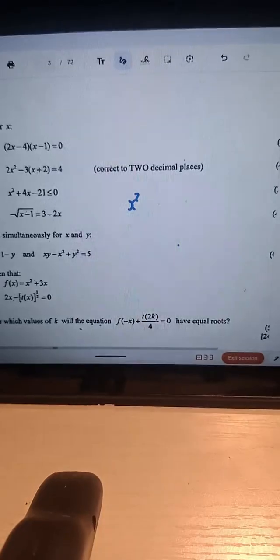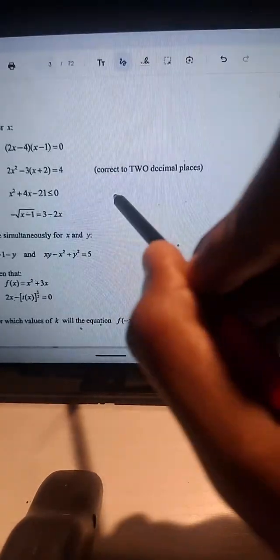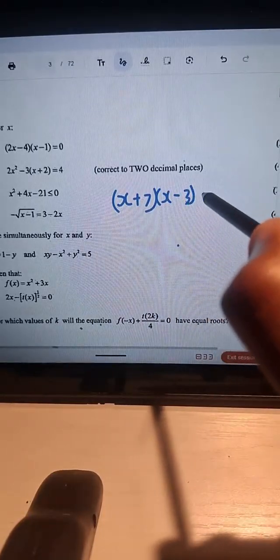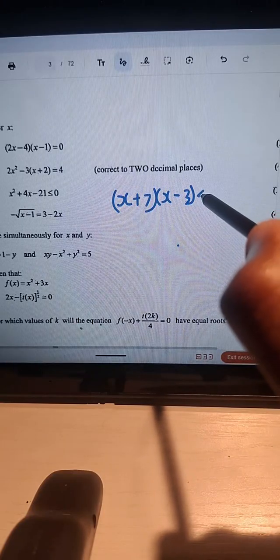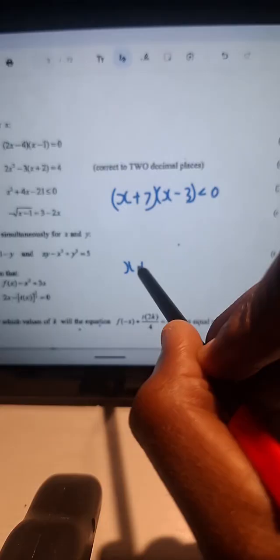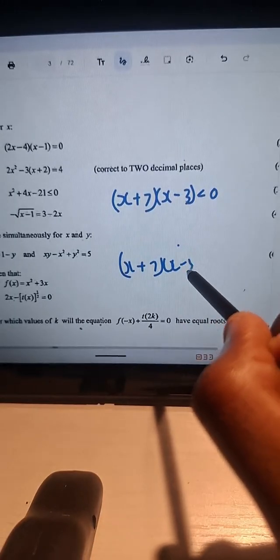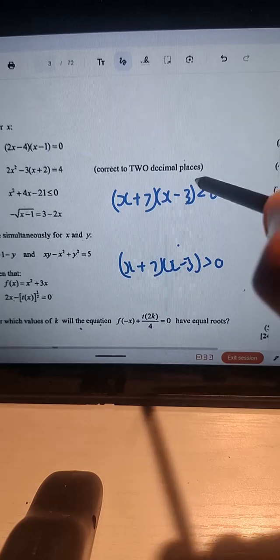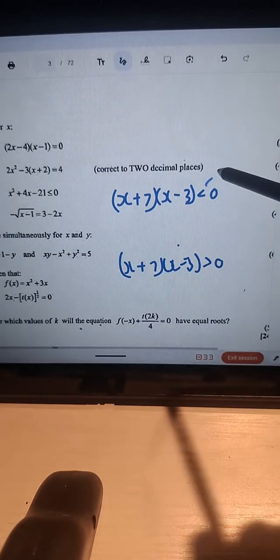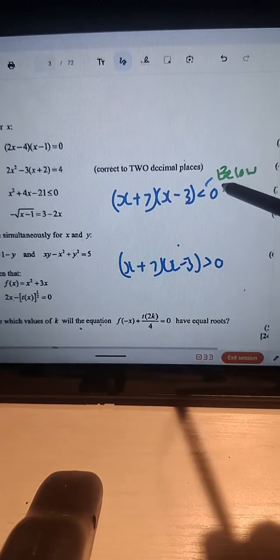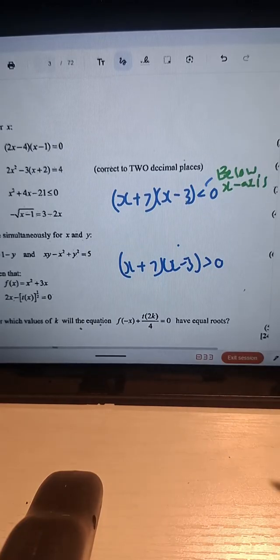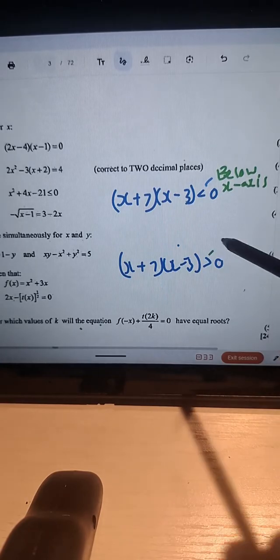Okay, sorry, let's write x plus 7, x minus 3, less than 0, and then another one, x plus 7, x minus 3, greater than 0. As I was saying, less than 0 means below the x-axis, because that's where y is negative. Greater than 0 means above.